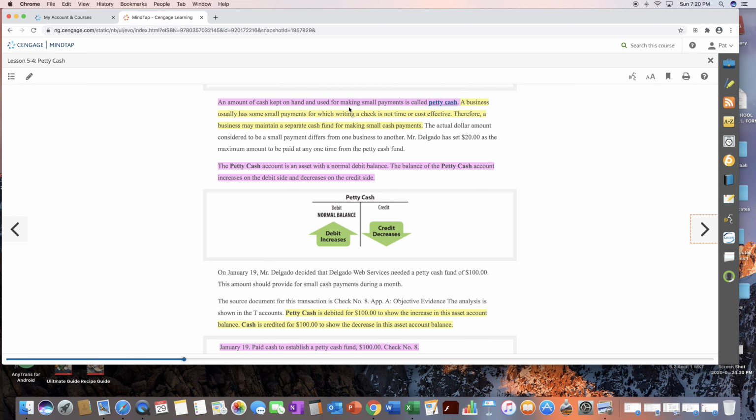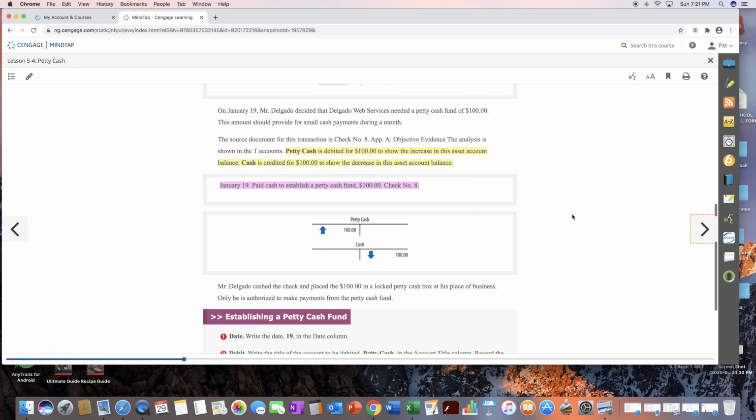A lot of times it's a small amount, $100, $200, depending on the size of the company. The idea is to pay small amounts where writing a check and making a formal document and journal entry is not needed. Mel Delgado says to set a limit of $20. Anything under $20 can be paid out of the petty cash fund. We still have to keep track of the petty cash fund, and we want to make sure there are checks and balances, so the person in charge of petty cash doesn't just get the money and take it.